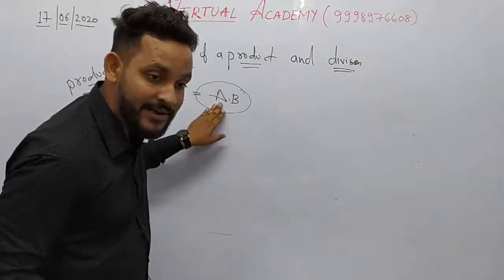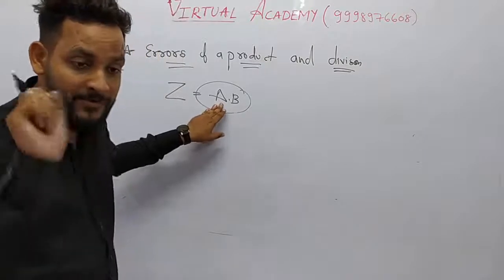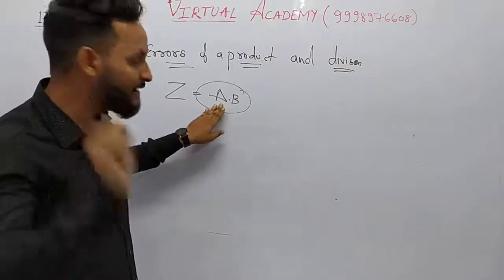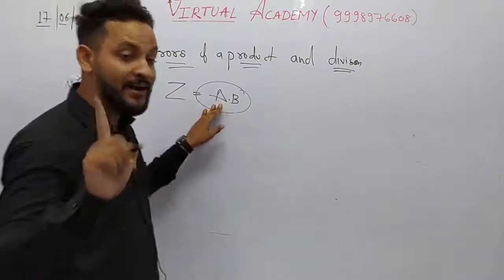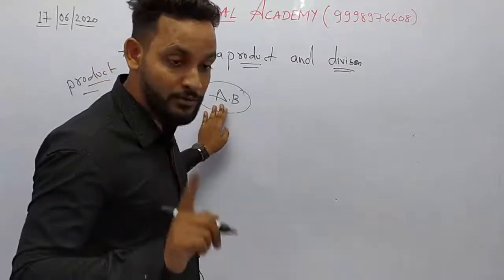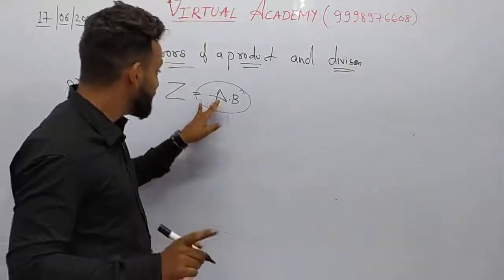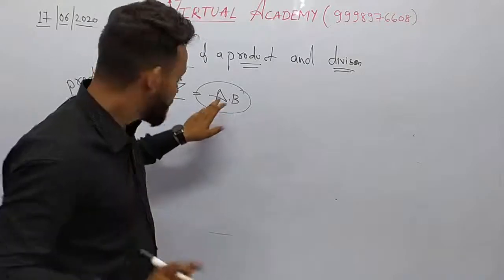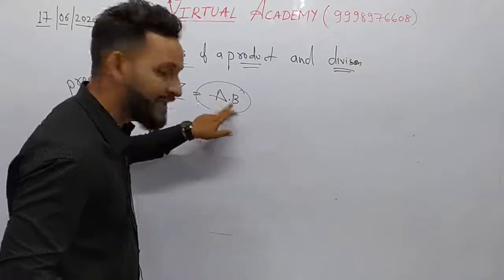If error is not created here, the measurement of our physical quantities A and B is perfect. A and B both are our physical quantities. When there is no error in our equation, we directly multiply A and B.